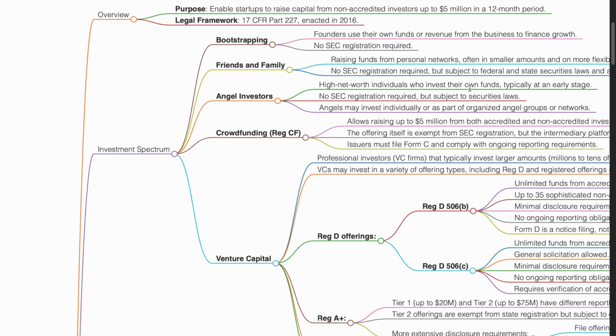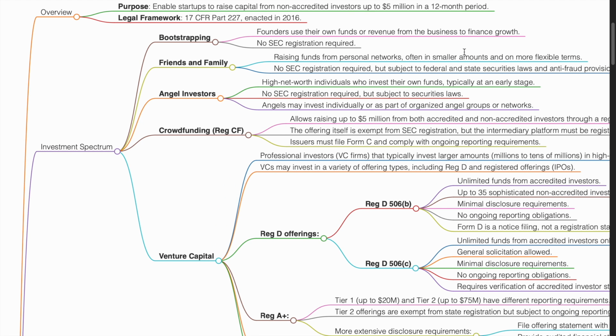So to really understand where equity crowdfunding specifically sits in the investment spectrum, you've got what? You've got bootstrapping at the top. This is obviously not raising money by definition. You're literally bootstrapping yourself. You are pitching in all the money that you've already got. Then you've got friends and family. This is when you raise funds from personal networks. Say, you ask your parents, your grandparents, your best friends, whatever.